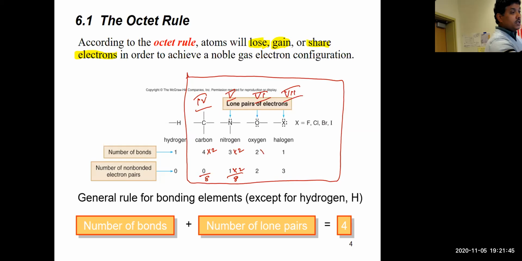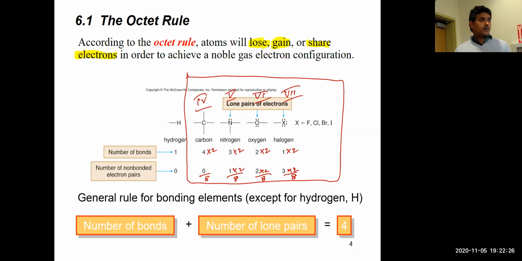Oxygen has 2 single electrons, which means 2 bonds, which is 4 electrons, and it has 2 lone pairs, which means 2 electrons each, total 8. So the octet rule is achieved. Halogens can only make 1 bond, so there are 2 electrons in a bond, and they have 3 lone pairs, which means 6 electrons, so a total of 8 electrons if it made 1 bond and kept its own lone pairs. This is the combination that you're going to look for when you start drawing Lewis structures. Do they have a total of 4 of any of these combinations?